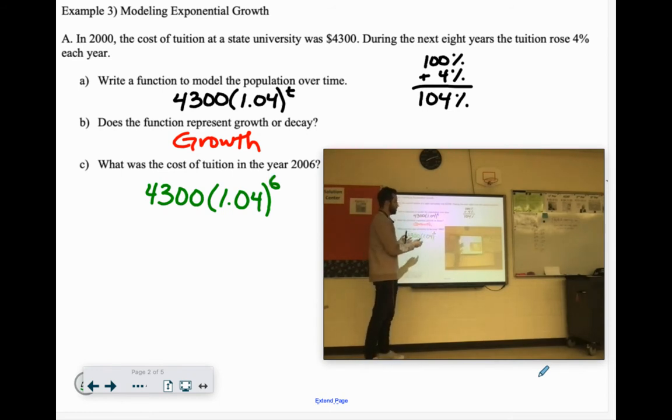Now remember, order of operations, you do exponents before you do multiplication. So we're going to do 1.04.